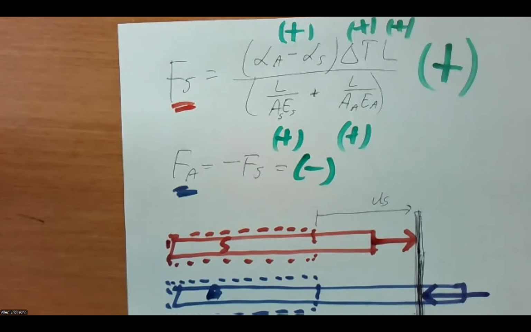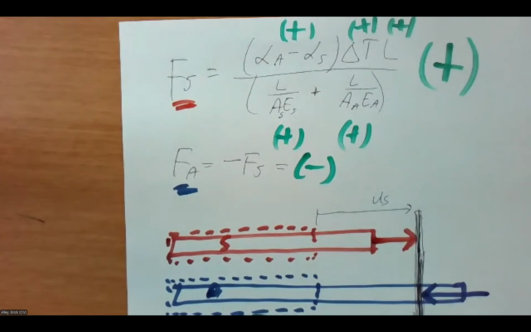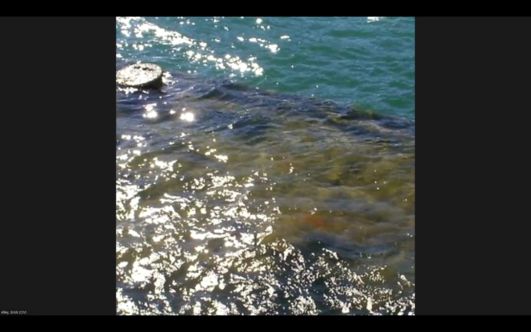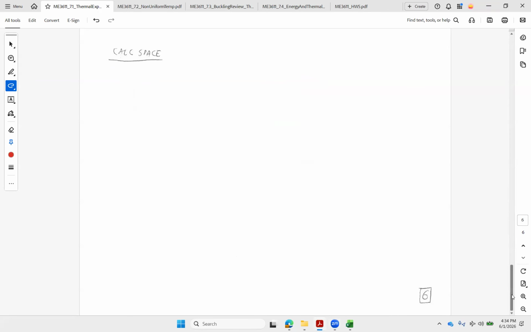All right, does anybody have any questions about that two-bar linkage there? All right, so that's probably among our simplest setups where we've got the same delta T for both. And we showed that the one that wants to expand less is going to be in tension. The one that would have expanded more on its own is going to end up in compression.